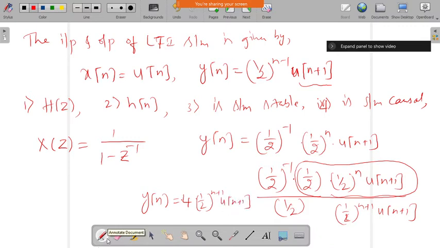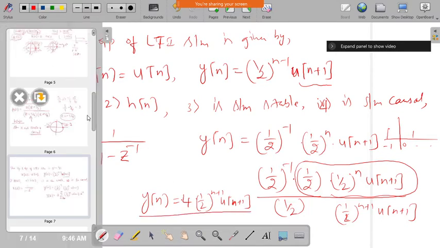Okay, now we can see here it is from n equal to minus 1 to infinity. u of n plus 1 is nonzero from minus 1, 0, 1, and so on. So minus 1 to infinity is what you are going to get.